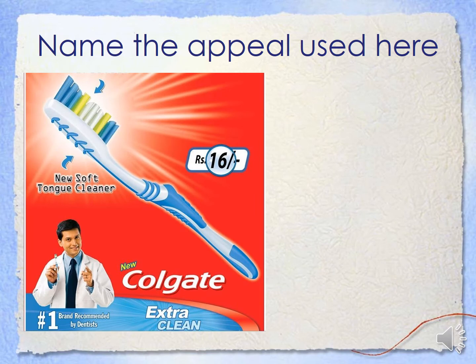Here, what is the name of the appeal used here? Here it says it's the number one brand recommended by dentists. So they're trying to get you to buy a certain kind of toothbrush. They say new soft tongue cleaner, extra clean. So there's pathos there because extra clean, we want our teeth to be clean. We want our teeth to be healthy. The bright colors appeal to our emotions. We want the white light to get rid of all our gum disease, right? We want to get rid of that red. It's recommended by dentists, so that would be ethos. So we have both the pathos, which is the emotions, we want to have clean teeth, and the ethos, we trust dentists to know what's good for our teeth.